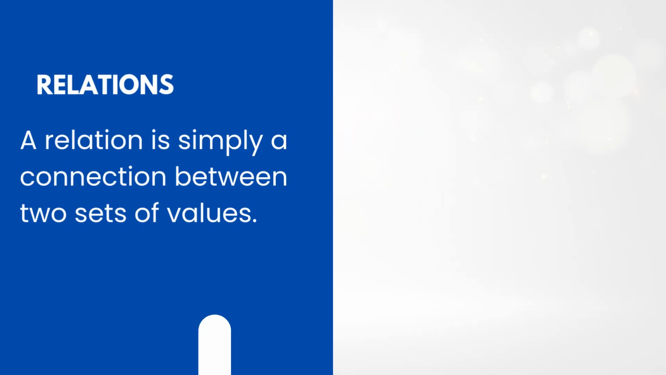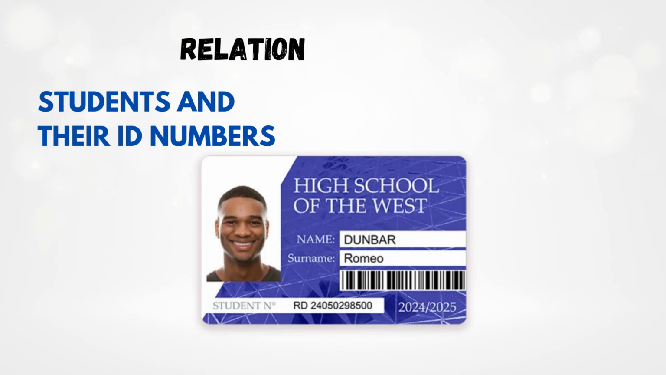A relation is simply a connection between two sets of values. For example, think of the relation between students and their ID numbers. Each student has an ID. Each ID belongs to one student. This relation pairs a student with their ID number.